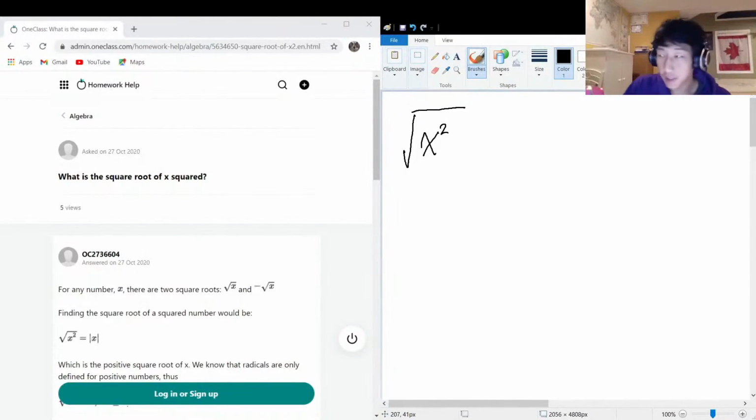It might be tempting to just say it's x because we know that square root and square are inverse operations of each other, but we have to remember that this could be positive or negative. So this equals plus minus x.